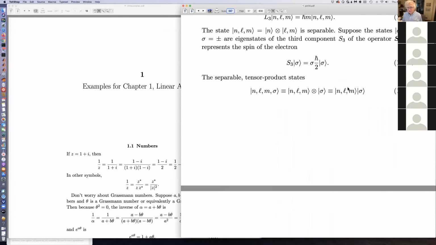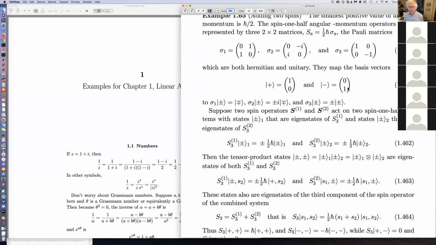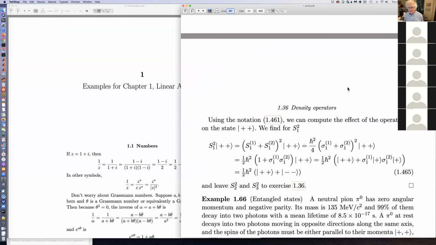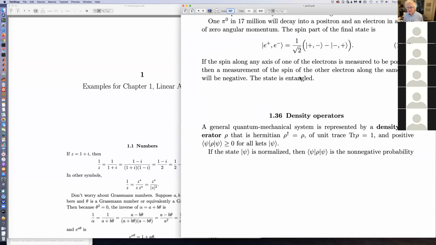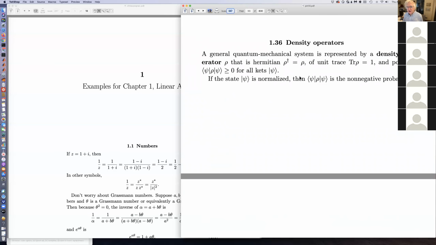Here's a nice example of the hydrogen atom. I think we should go through that on Wednesday if you want, but you may already know that. Entangled states, here are some examples on that. Density operators, well, oh my gosh, we're over time. Okay, let me end class.